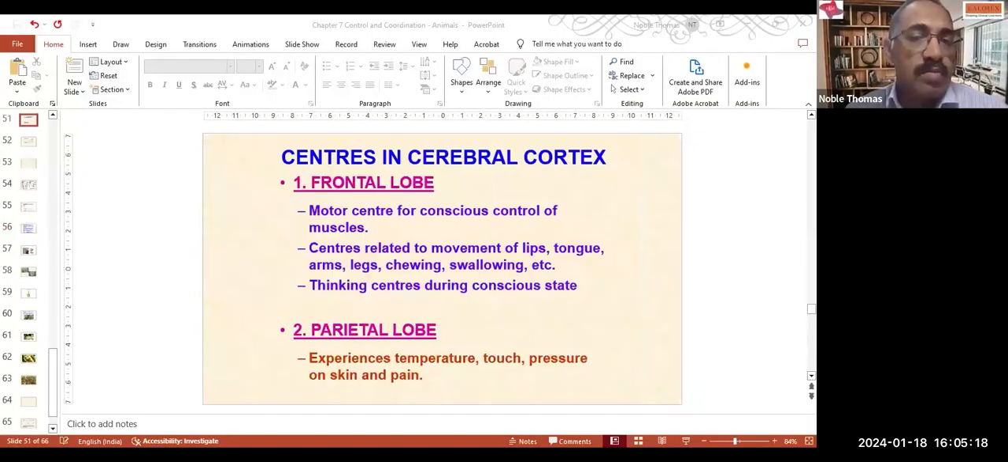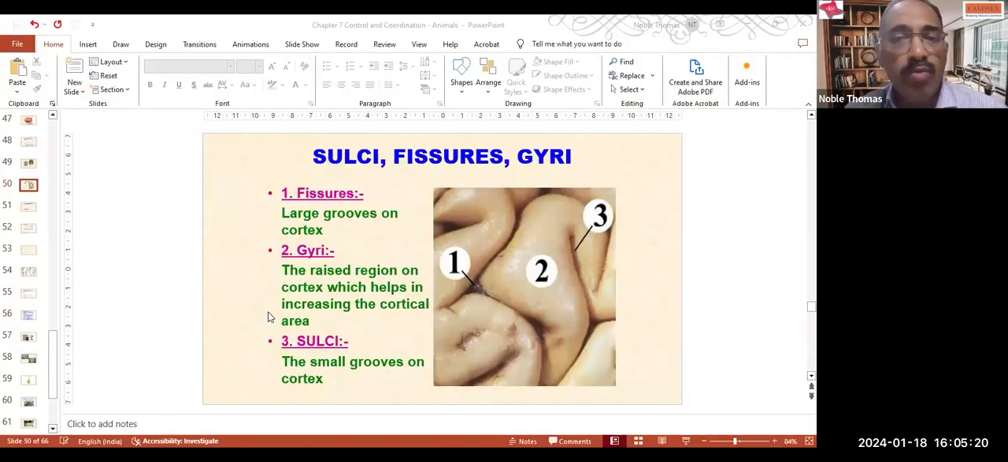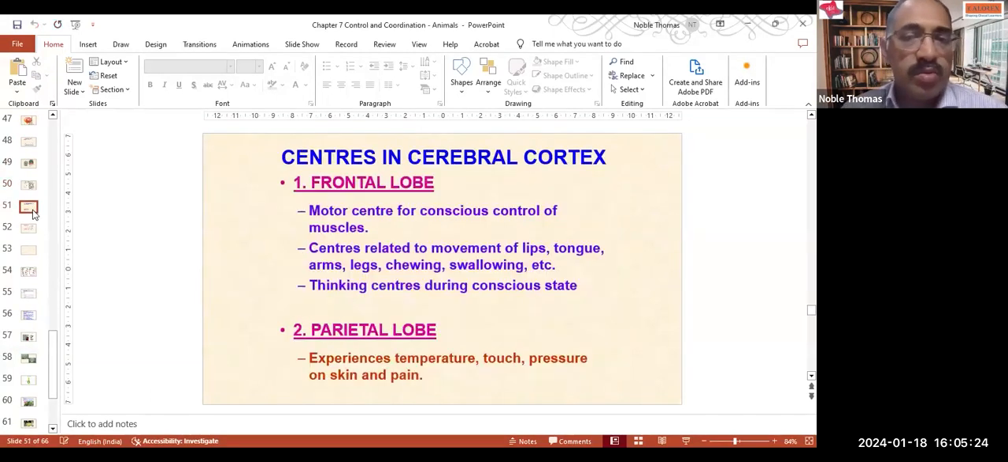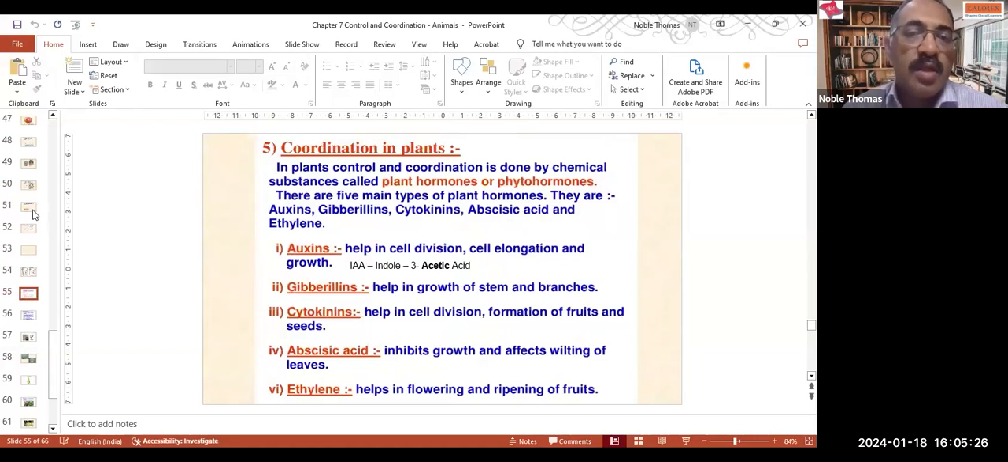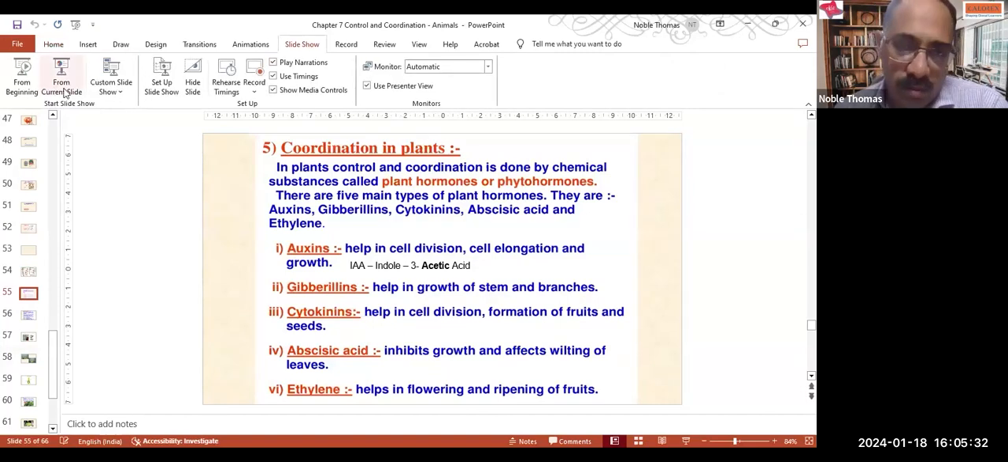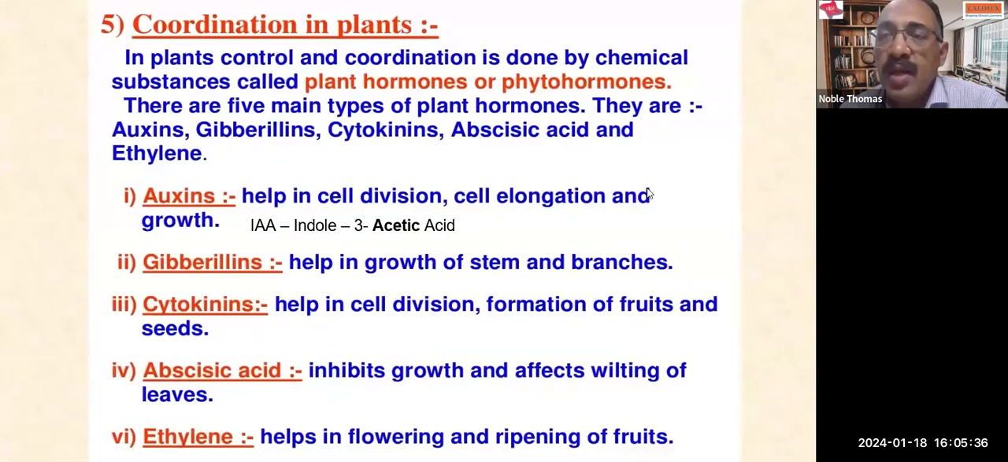We have completed the human nervous system. Now let us jump over to the next topic, that is control and coordination in plants. Now, what is happening in control and coordination in plants is that the majority of the plant parts are controlled by plant hormones.